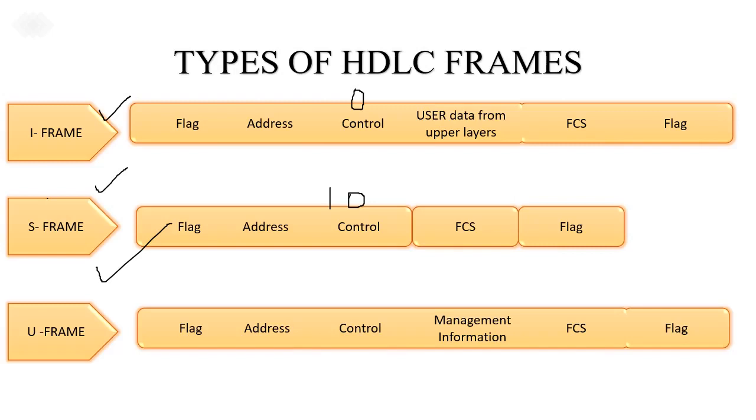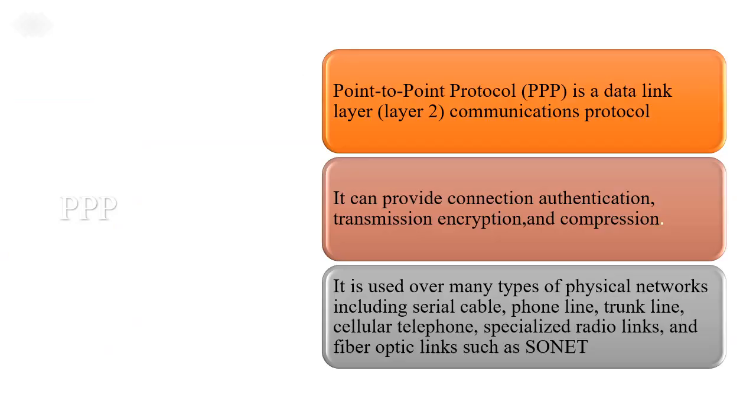Now moving towards U frame. The U frames, called unnumbered frames, are used for miscellaneous functions like link management. It may contain an information field if required. The first two bits of the control field of the U frame are 1, 1. From this we can identify which type of HDLC frame we are using.